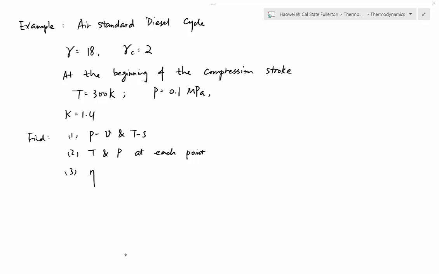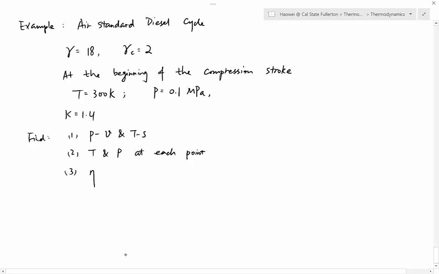That's why a diesel engine usually has a much higher efficiency than a gas engine. Gamma C, which is the cutoff ratio, is equal to 2. At the beginning of the compression stroke, temperature is 300 K and pressure is 0.1 megapascal. k, the ratio of the two specific heats, is 1.4. First, sketch the process on a P versus nu and a T versus S diagram. Part 2, look for temperature and pressure at each point. And part 3, look for efficiency.